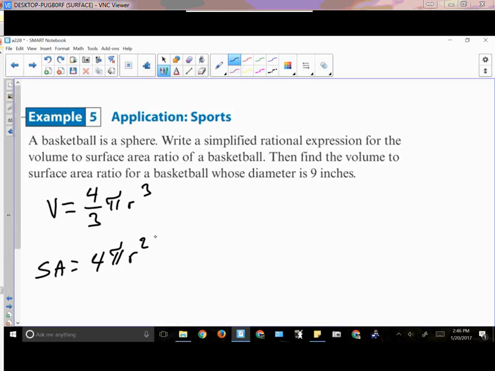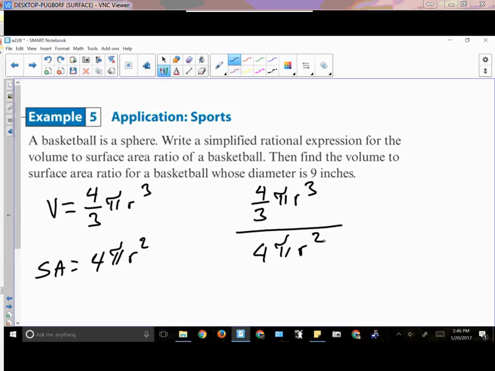So, whenever they want you to come up with a ratio of something to something, they'll always give you something first, give you something second. First goes on top, second goes on the bottom. So, what goes on top? Well, that would be 4/3 pi r cubed, all over 4 pi r squared. Can I cancel anything?